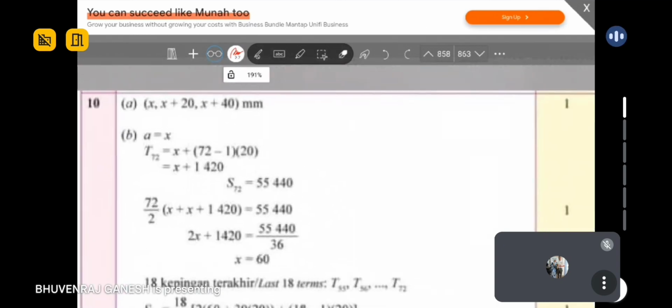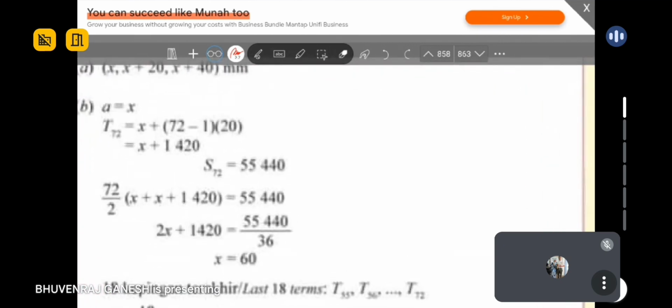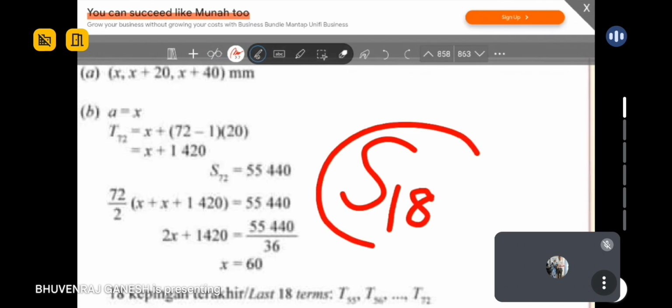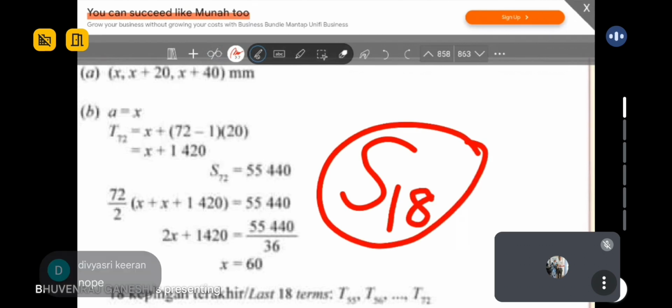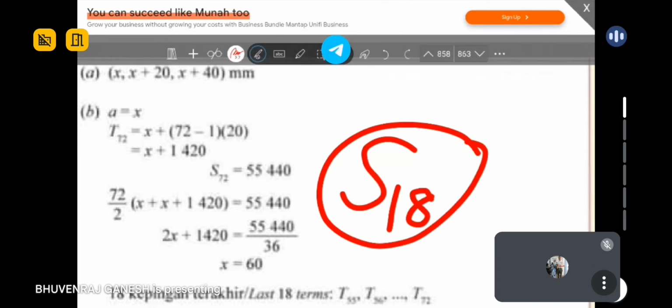Alright? Okay, so now they ask you the sum of the last 18 sheets. So how to find, guys? Can I say S18, guys? Is it correct or not? If I say like this, S18, the last 18 sheets. Is this correct or not, guys? The rest, what do you all think? Correct or not? If I write S18, am I right? Yes or no?